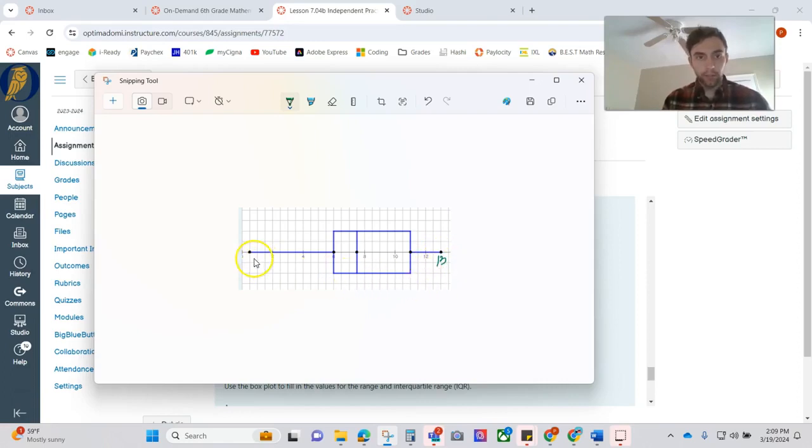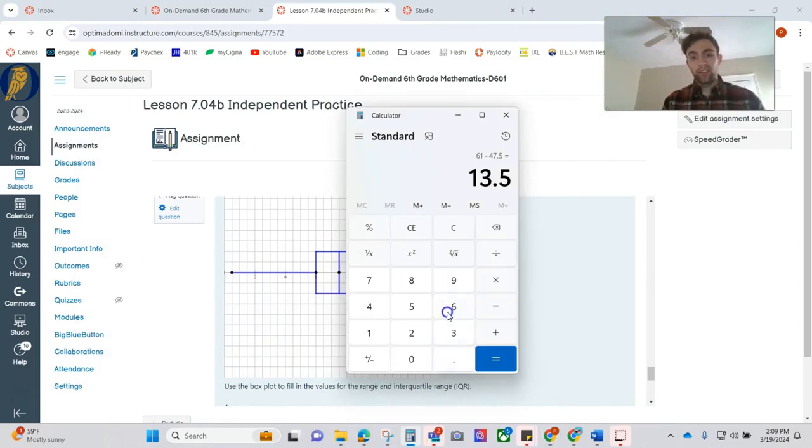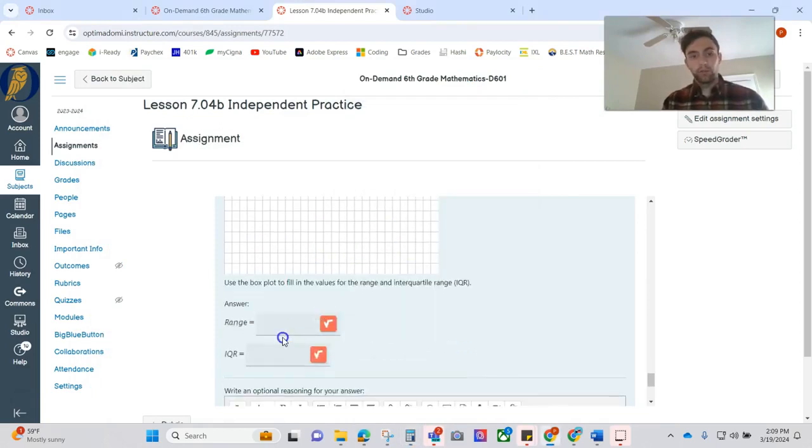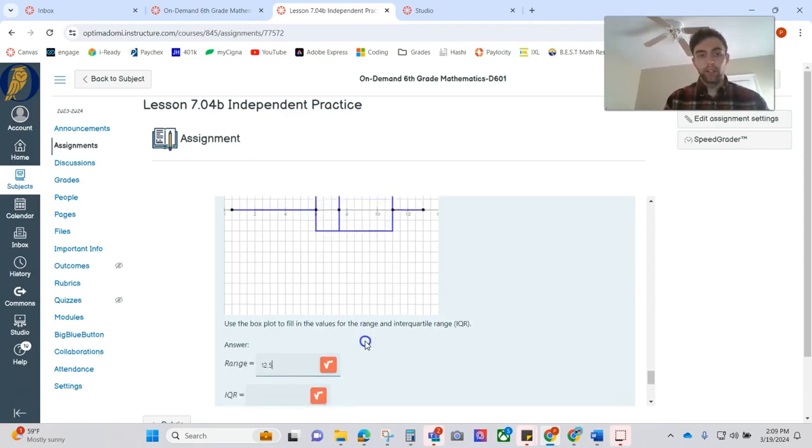What about the smallest number? Oof. Looks like every tick mark is a half. So that's 2. That's 1.5. This is the number 1. So this is 0.5. Biggest number is 13. Smallest number is 0.5. To find the range, we subtract the biggest by the smallest. 12.5. That is how much all the numbers vary.